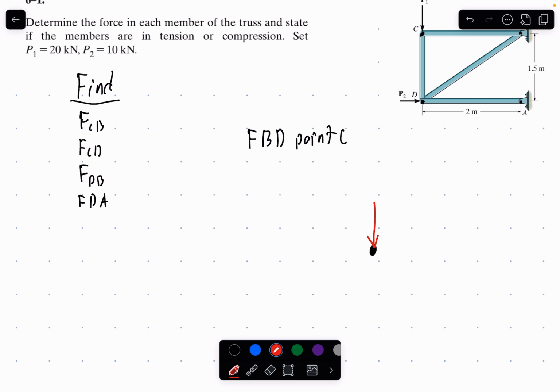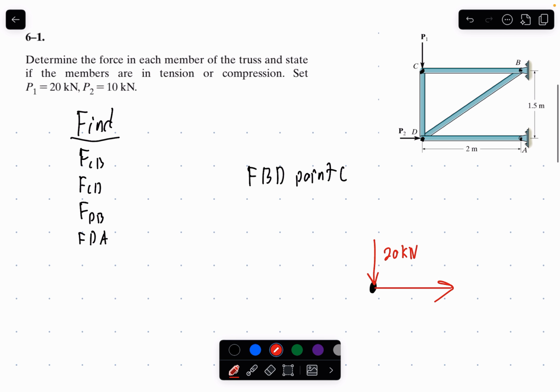We're going to have P1 act on the point, 20 kilonewtons. And then we have a rod to the side right here, force CB, and then we have a force from CD right there.